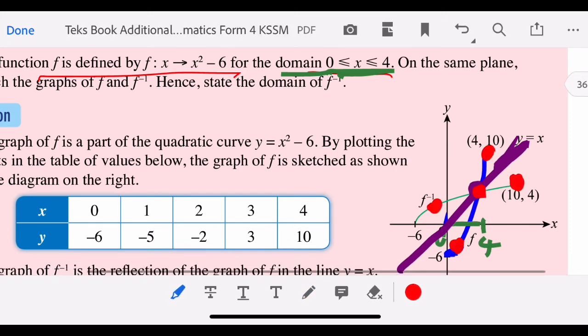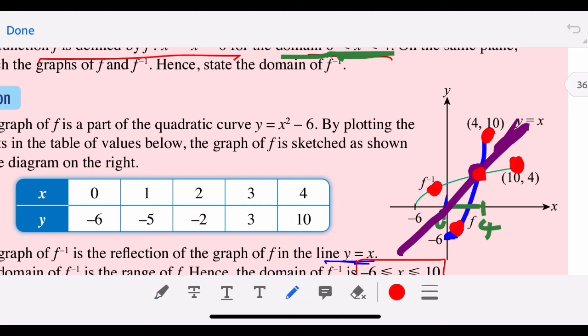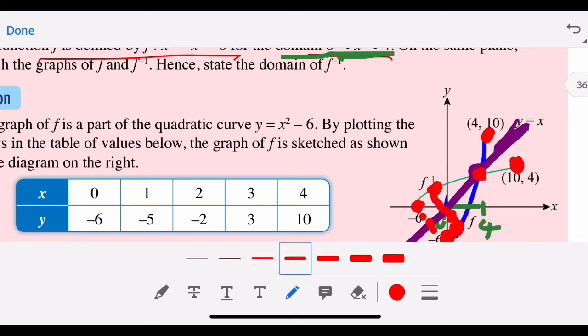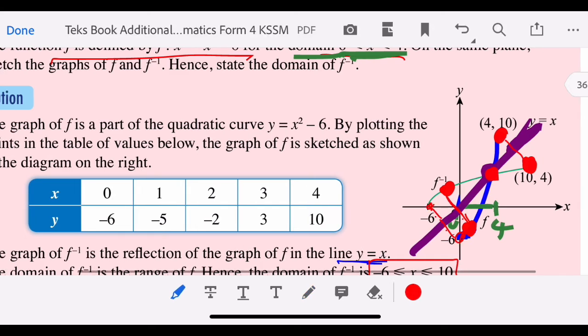And then for this point, negative 6, you will go to here, right? You can join them and see the distance between them. It should be equidistant. All these are equidistant. The perpendicular distance should be equal. So the purple line is actually the line of reflection.